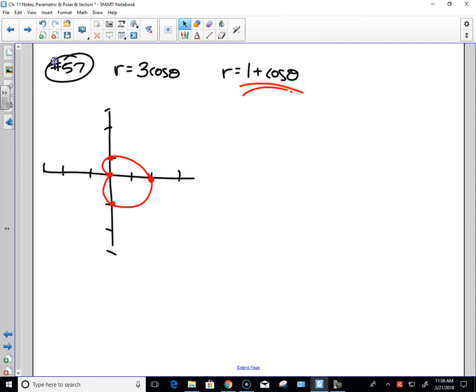There's your cardioid. For 3 cosine theta, it starts at 1, yeah. Cosine of 0 is 1. 1 times 3 is 3, right? Oh, sorry. I appreciate it. Thank you. Okay. Now where's it go? It goes to 0. Right? It goes out to negative? Oh, it goes back.